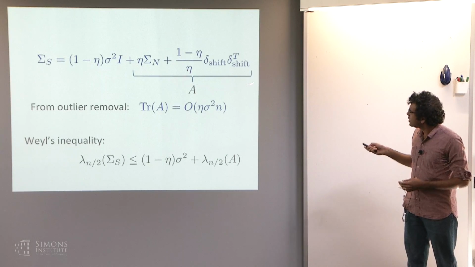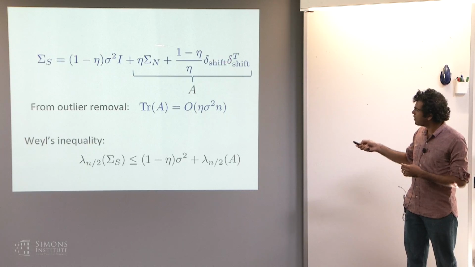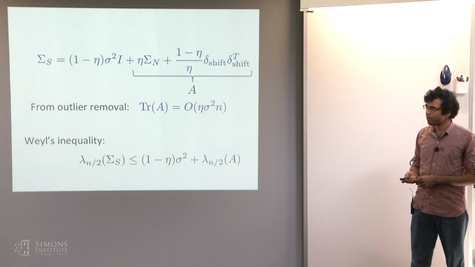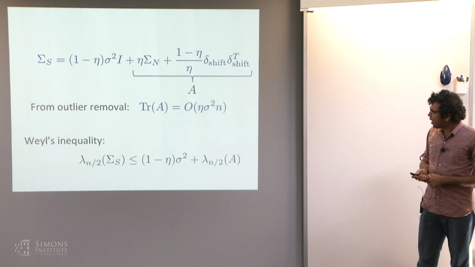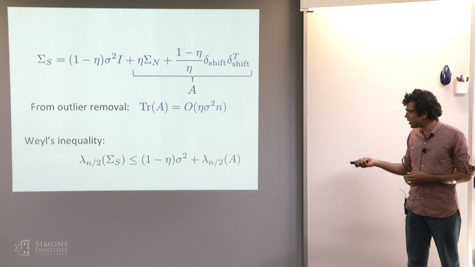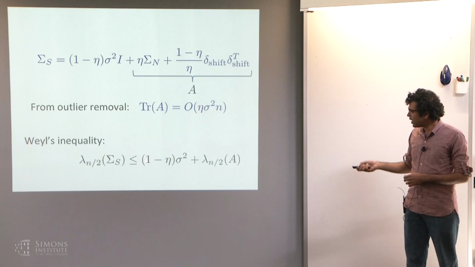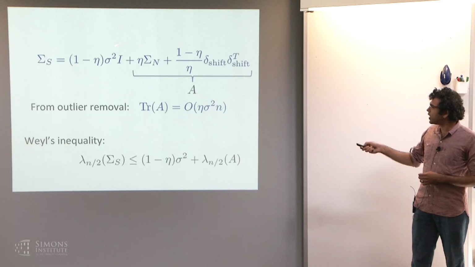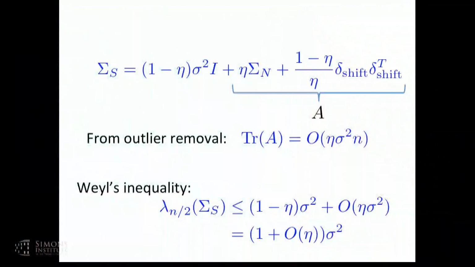So this is just the Gaussian covariance part. If you call all the remaining terms matrix A, the outlier removal step lets us control the trace of A by eta sigma square n. And by a standard result in matrix perturbation, called Weyl's inequality, the n over 2th eigenvalue of the sample covariance matrix is at most the top eigenvalue of the Gaussian part, which is 1 minus eta sigma square, plus the n over 2th eigenvalue of this perturbation. Because we have a control on the trace, we can say that the n over 2th eigenvalue of the sample covariance matrix is very close to that of the Gaussian part. It's just 1 plus order eta. If you just look at the Gaussian part, it is 1 minus eta. So we are just off by order eta sigma square.